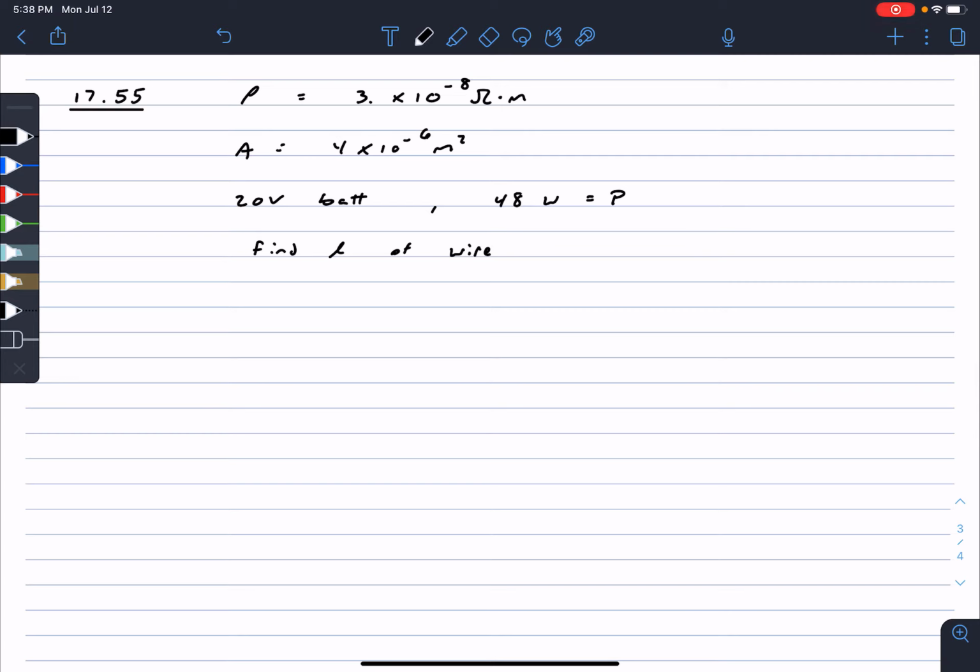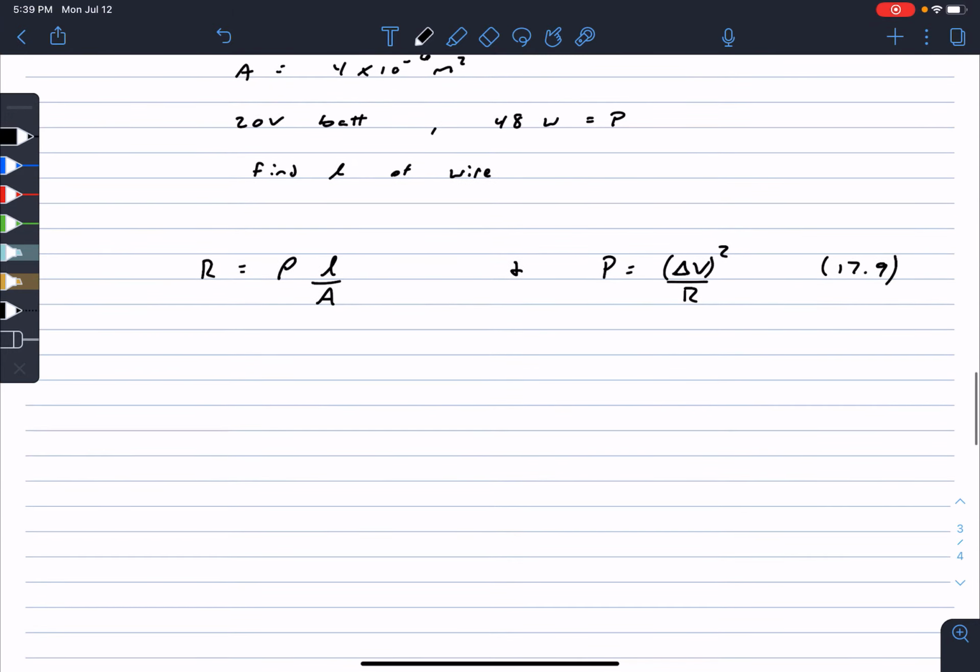So we actually have a couple of relationships that we can use. If we look in the summary in the back of the chapter, we have resistance equals resistivity times the length over the cross-sectional area. And we can also use power is equal to delta V squared over the resistance. This one is number 17.9 in the book as well. The first one that I used is 17.5. So this is 17.5.